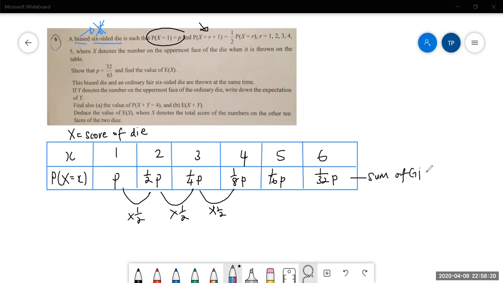Because the sum of GP is going to give me what? The sum of all these things here? 1. Yes, it's going to be 1. Okay, previously I told you to memorize the formula for sum of GP. I'm not sure if you had memorized it yet. Have you? Okay, so what's the formula for sum of GP?